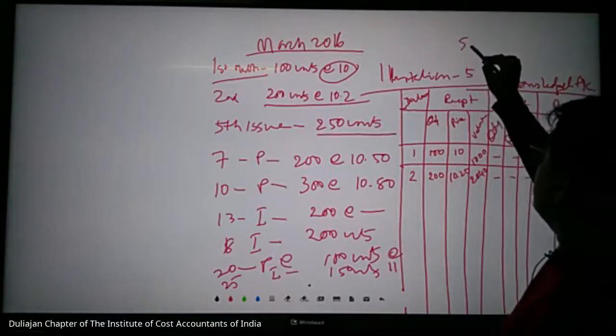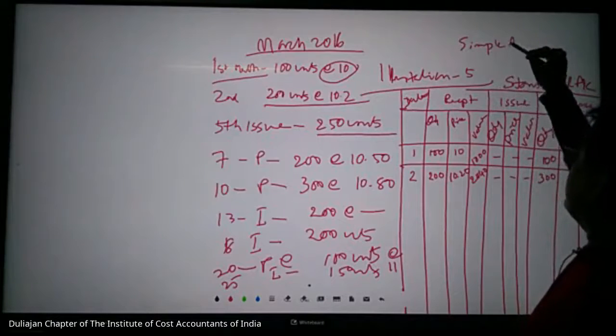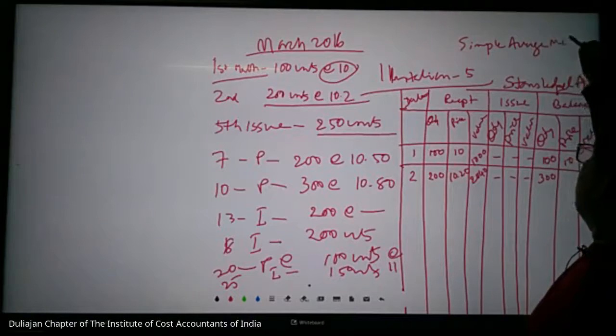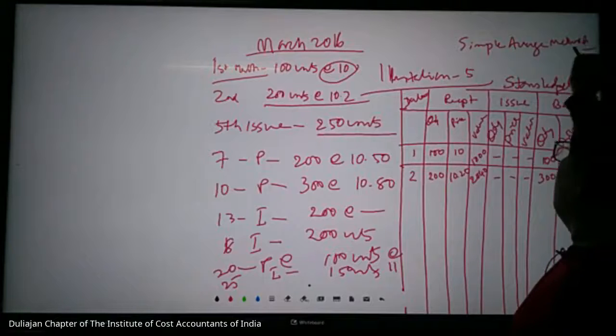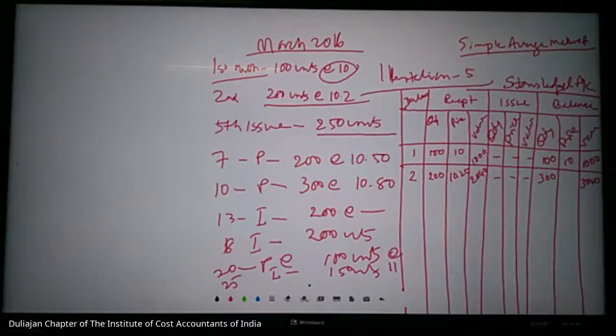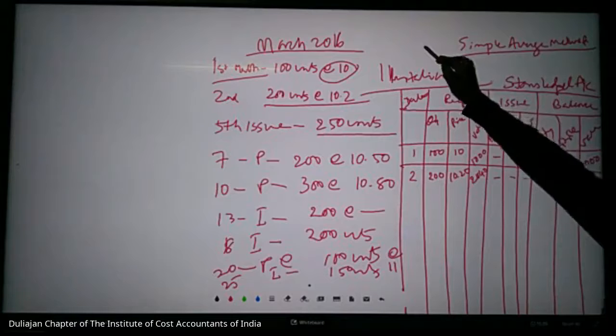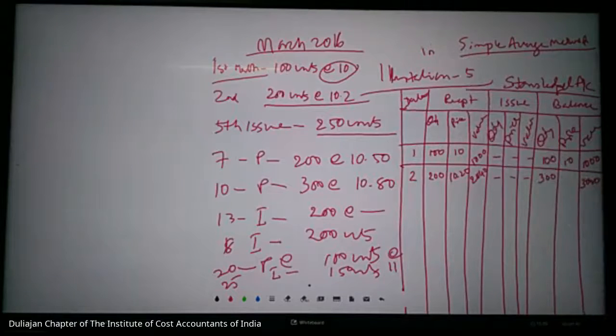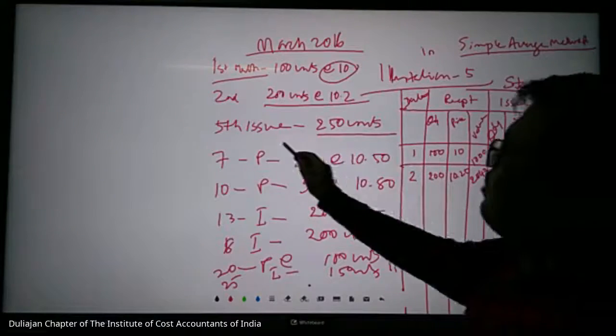Okay, this I am doing under the simple average method. I will tell you how it is working. In the simple average method, I am making the stock ledger. Now the first issue is on 5th.